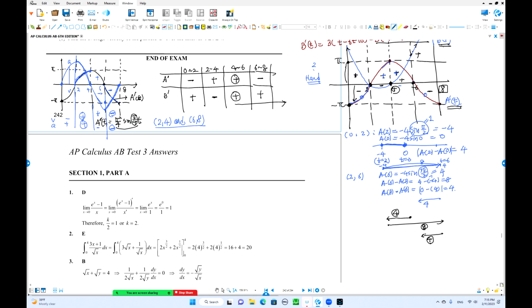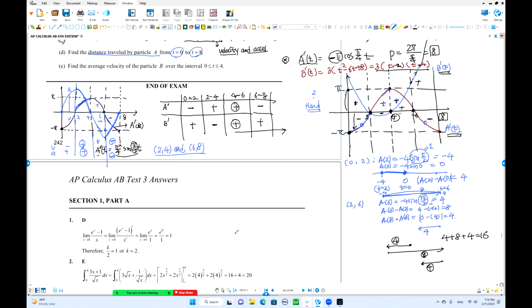So the particle is now over here, but we're going to add all this distance. 4 plus 8 plus 4 equals 16. Okay? The particle travels 16 during this interval from 0 to 8.